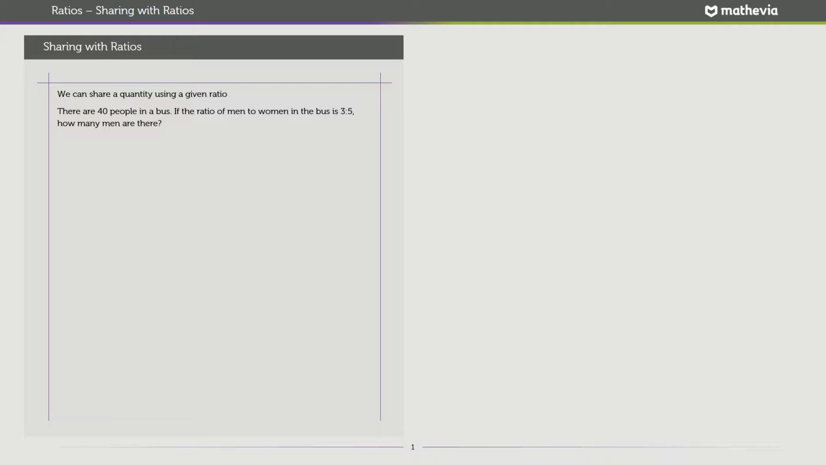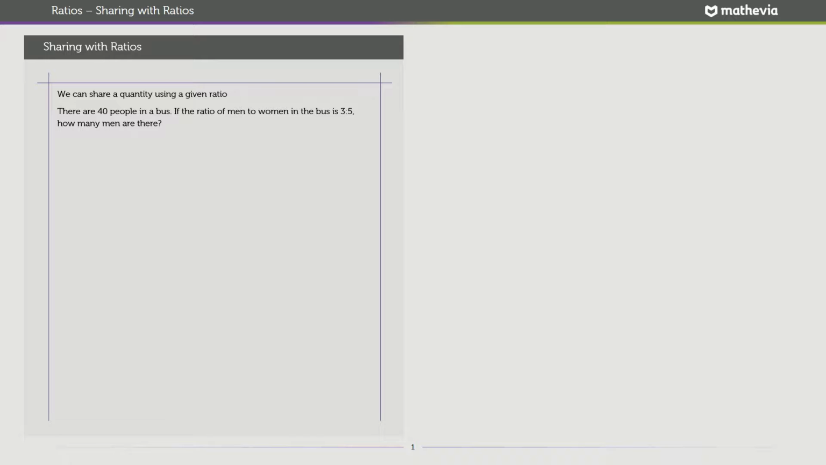So here's an example. There are 40 people on the bus, okay, and then we're told that the ratio of men to women on the bus is 3:5, and then we've been asked to find how many men there are on that bus.